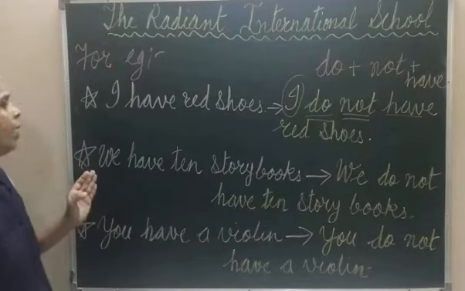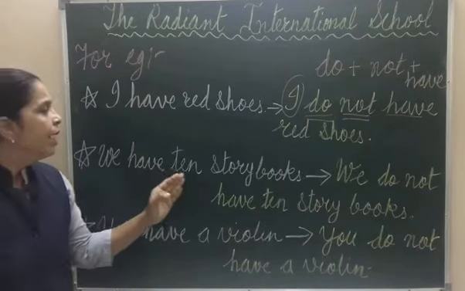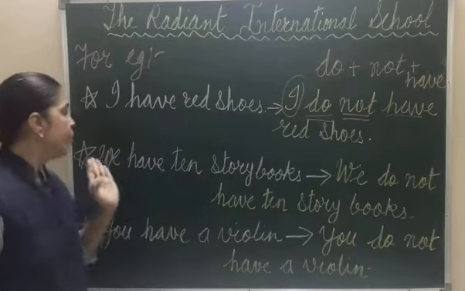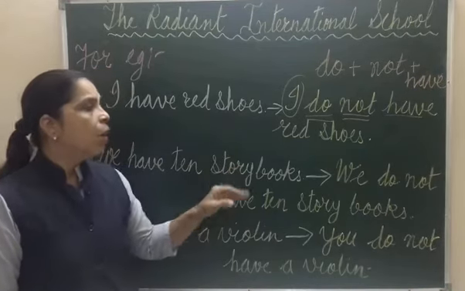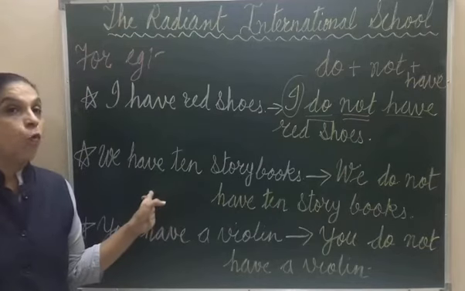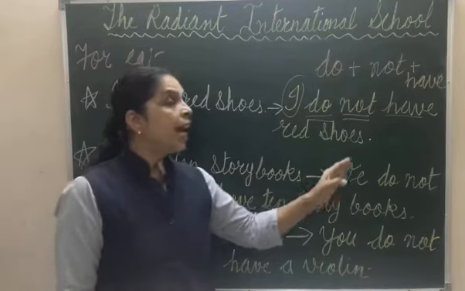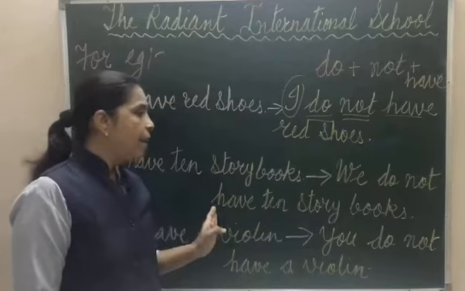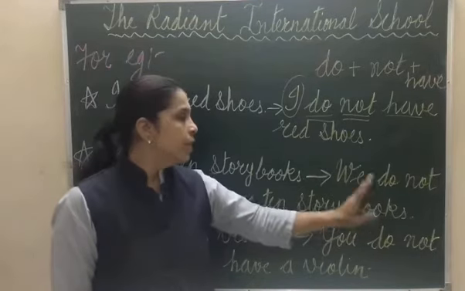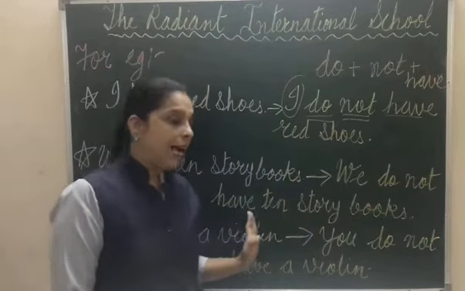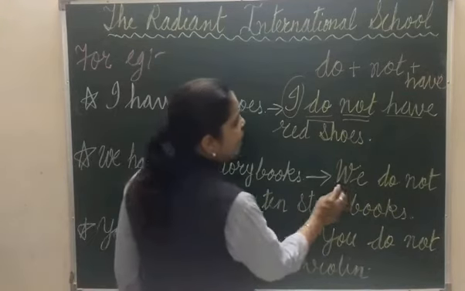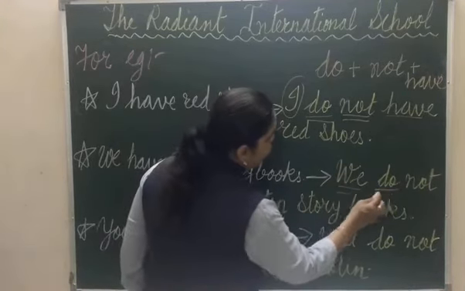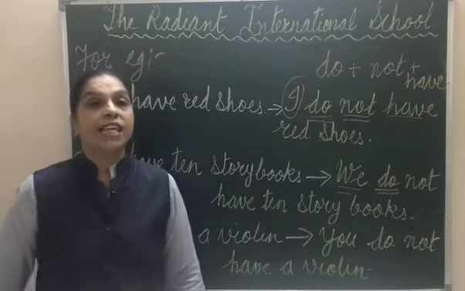Next example, we have 10 story books. Now in negative sentence, what we will write? We do not have 10 story books. Now with we, why we have used do? Humne do kyu use kiya?